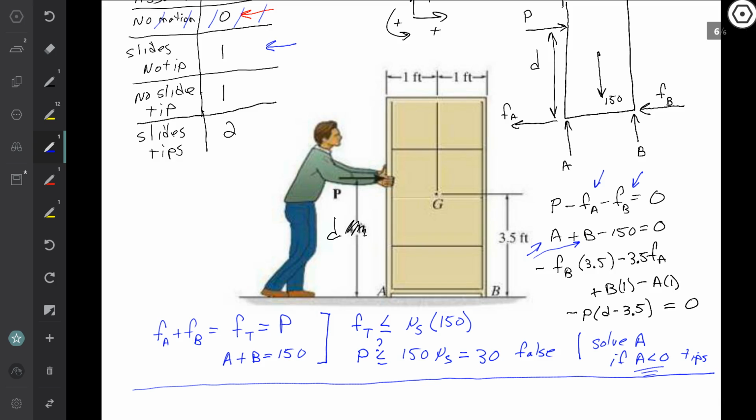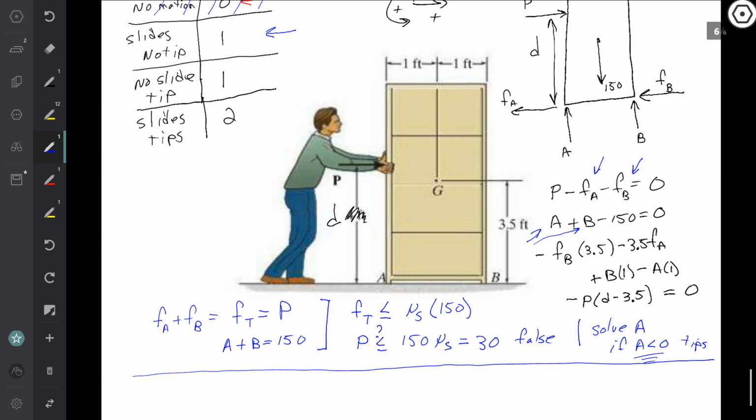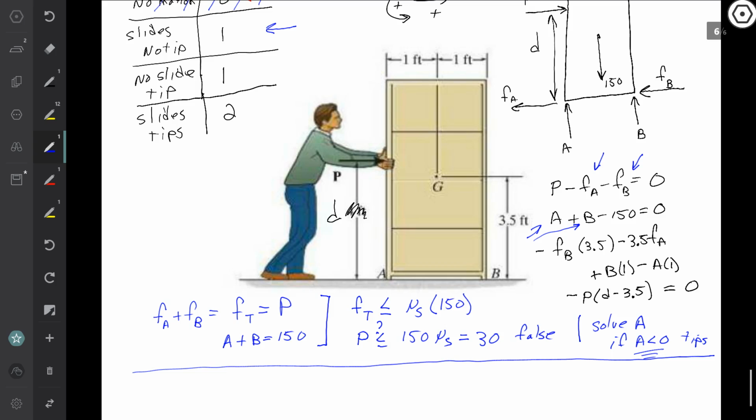I'm going to do this one here, mainly because I can see that for sure I know that the friction has been overcome. I get a pretty good feeling that it's going to slide and not tip. Anyway, so let's go ahead and do it.